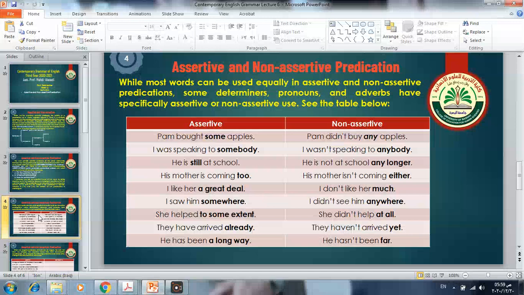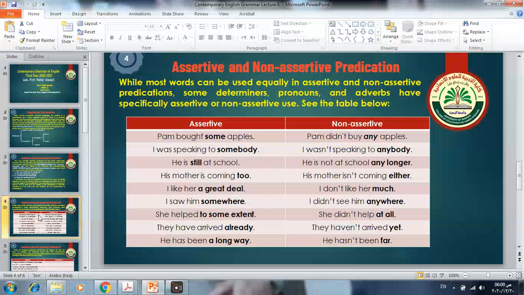Pam bought some apples. Like you see, this is a positive declarative statement, okay? And in it we have one assertive form, which is the word some. Now, if we want to change this sentence into the negative, we have to change the assertive form as well. So we have to use its counterpart in the non-assertive system. So we should say, Pam didn't buy any apples.